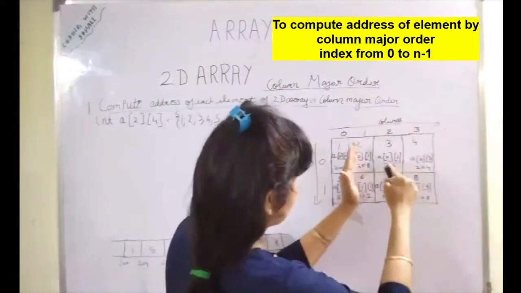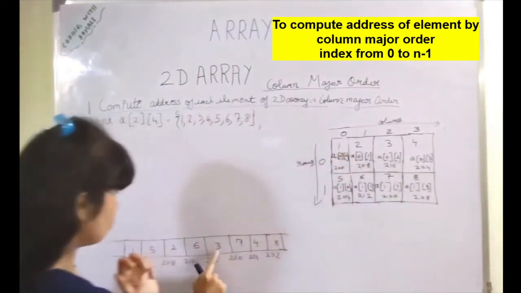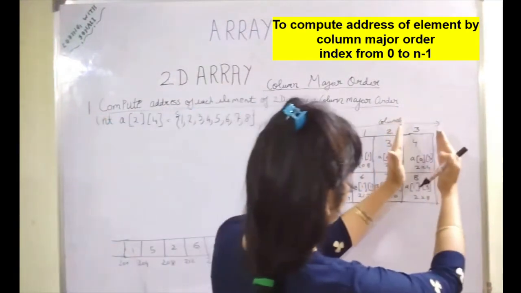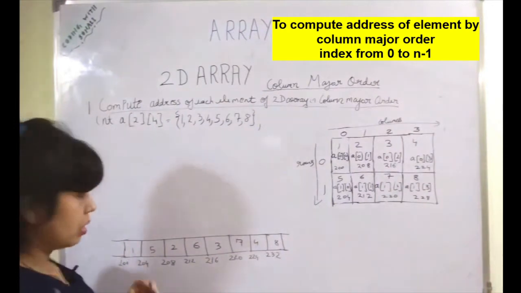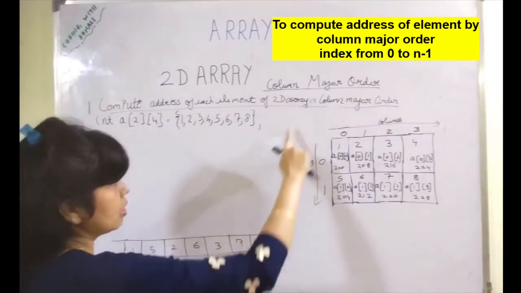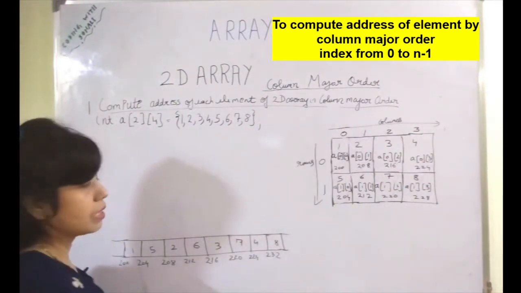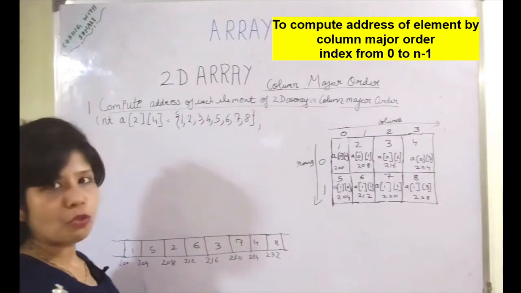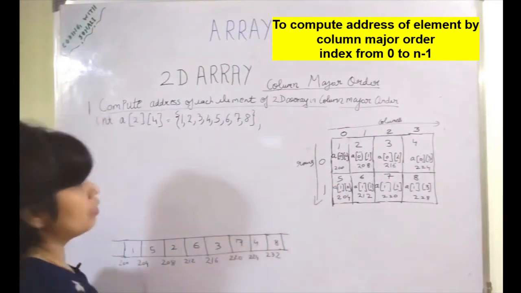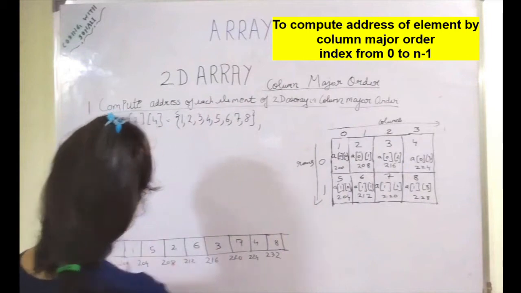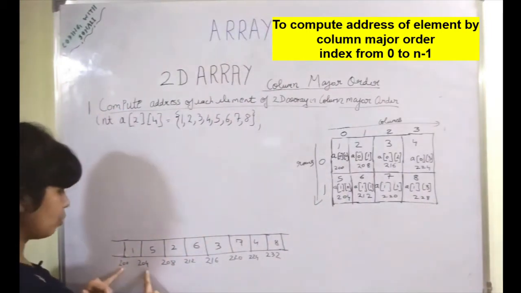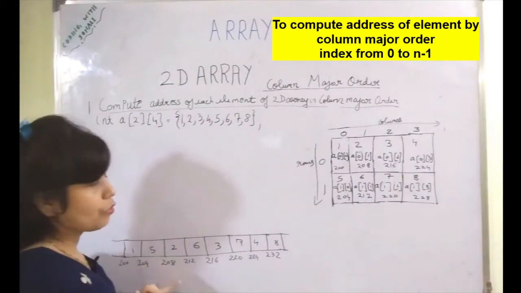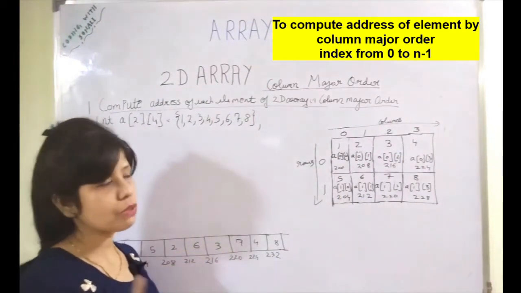Then column 2 is having 3 and 7, so 3 and 7 is stored, and the column 3 is having the element 4 and 8, so 4 and 8 are stored. So this is how they are stored in the column major order form in the memory in the one dimensional form, and it is not stored in the 2D form. And you know that the address will be in the contiguous memory location 200, 204, 208, distance of 4 bytes since the element's data type is 4 bytes.